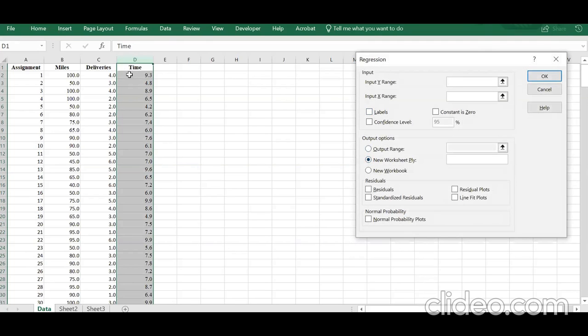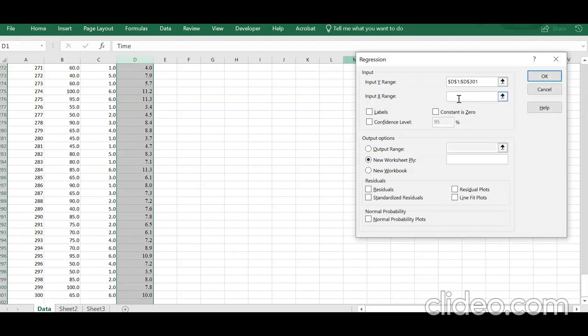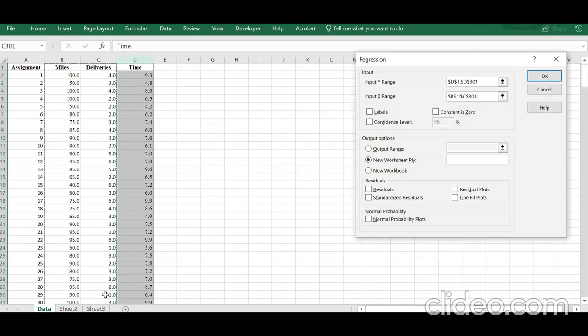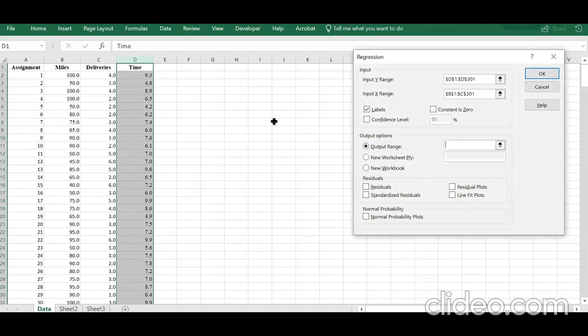So Y range would be the time, D1 to D301, and X range will be B1 to C301, miles and deliveries. I have labels. I'm going to put it somewhere in the same sheet.